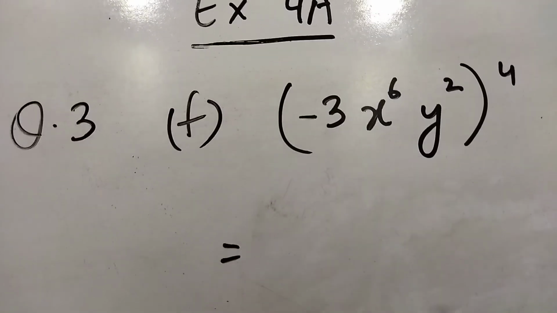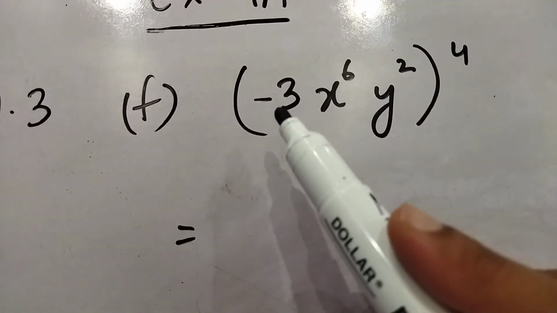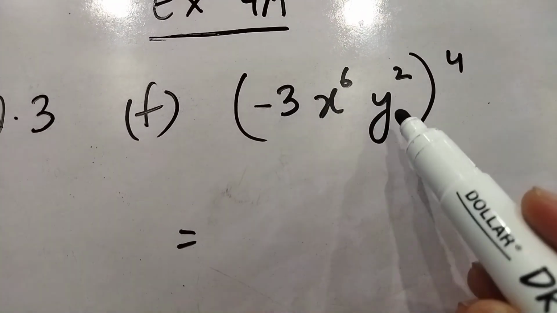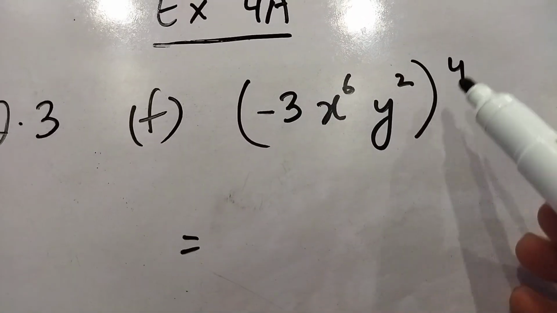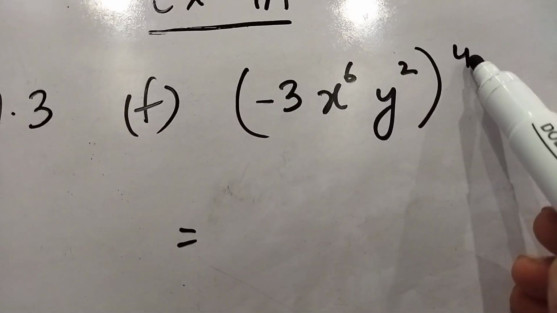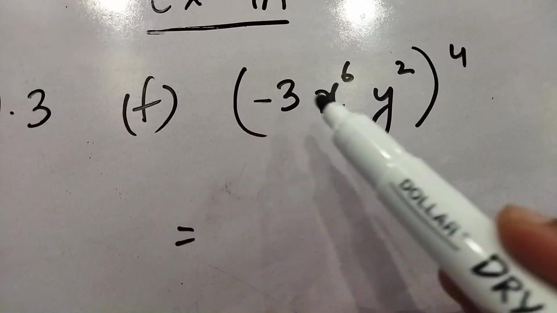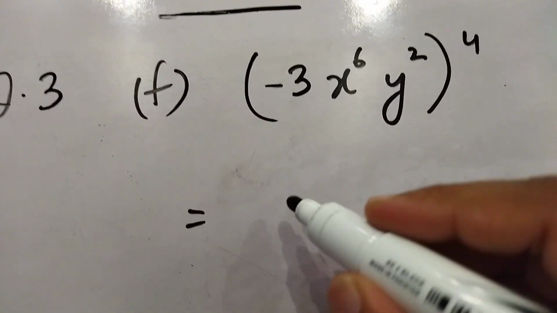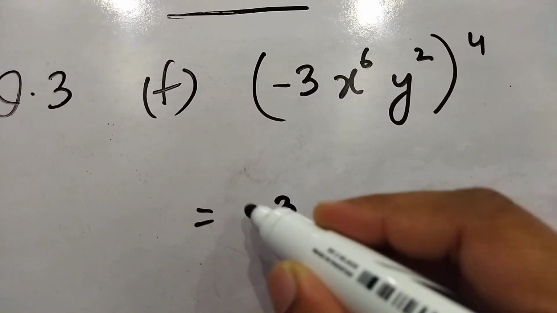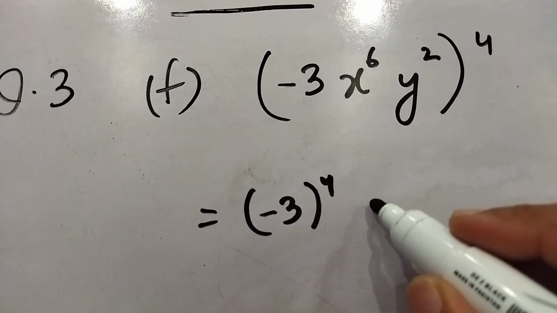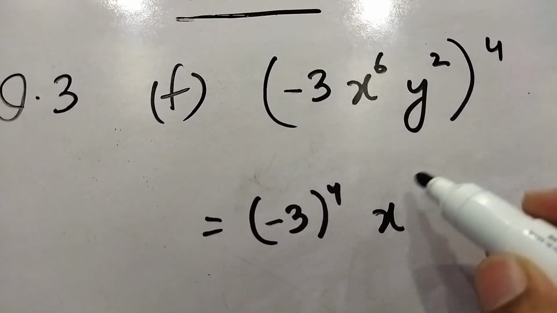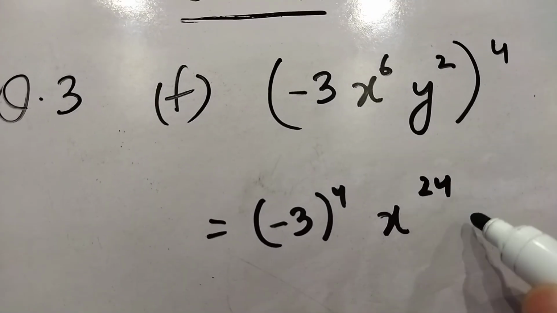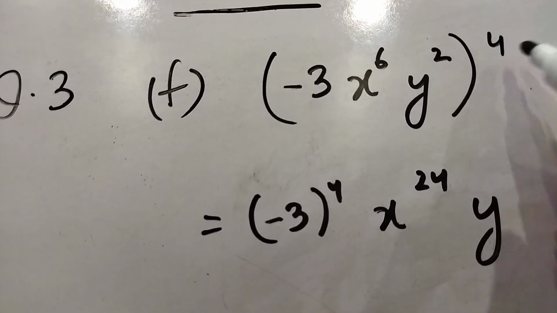Similarly, we have part F, which says minus 3x^6y^2 and the whole has power 4. So this power applies to both the coefficient and the two variables, right? How are we going to do this? Minus 3 raised to power 4, then x raised to power 6 into 4 is 24, then y raised to power 2 into 4 is 8.